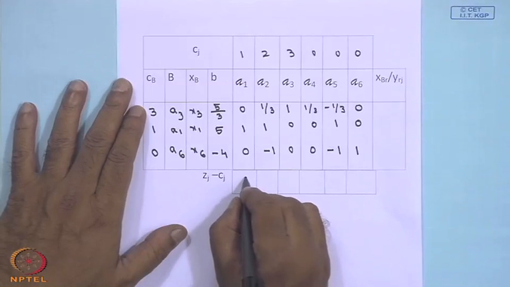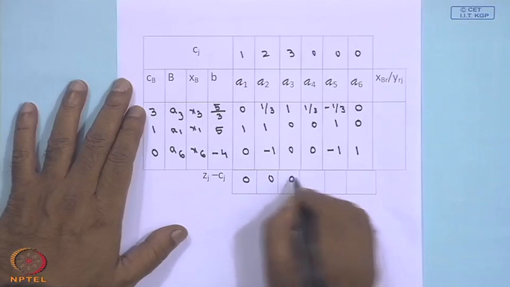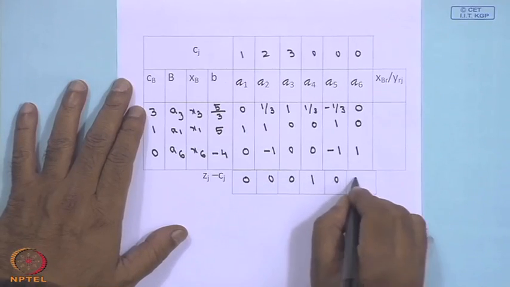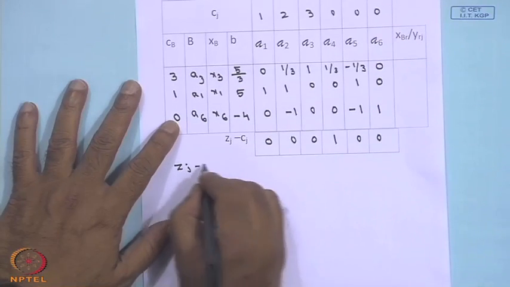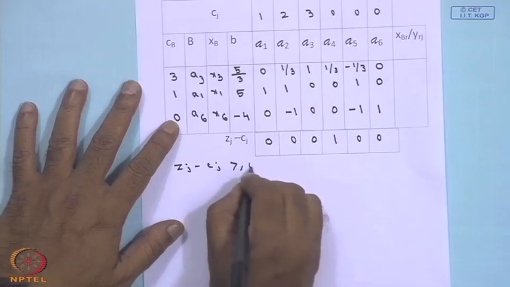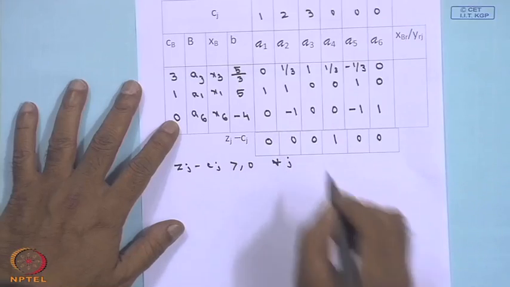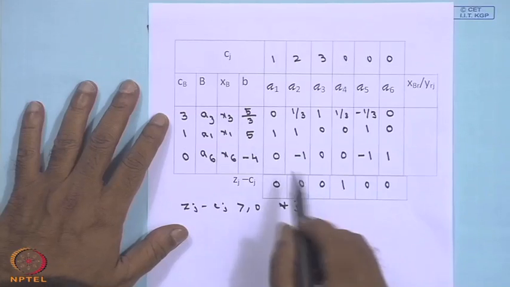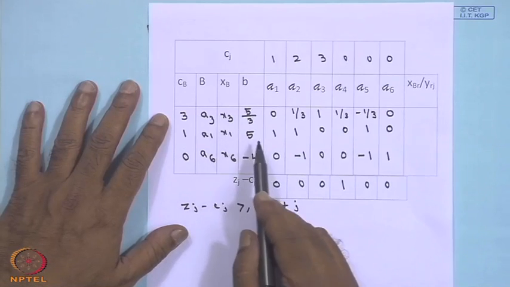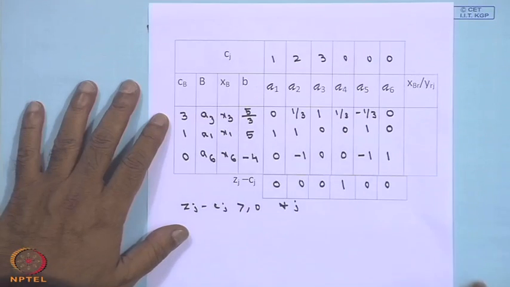If you calculate the z j minus c j value, then again it becomes 0, 0, 0, 1, 0, 0. So again z j minus c j is greater than or equal to 0 for all j. So, you will get another optimum solution from here. What will be the solution? x 1 is 5, x 2 is not there, so x 2 is 0 and x 3 is 5 by 3.